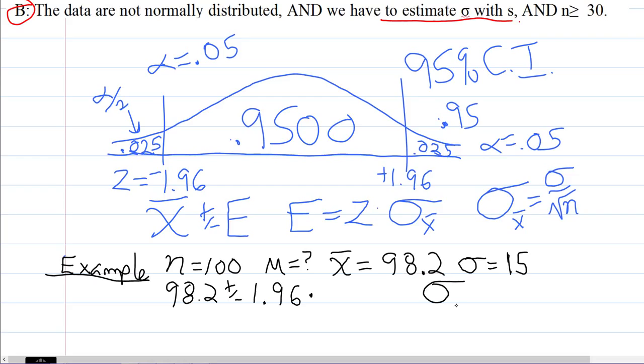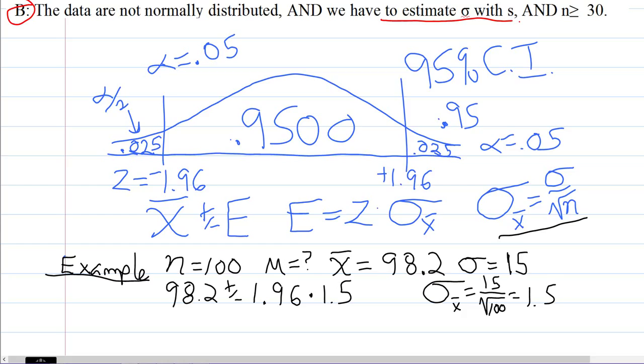Let's do that over here. It's the 15, the population standard deviation, right? So we're using this formula, divided by the square root of n, square root of 100. And so that standard error is going to be 1.5. So we'd say 1.5 here, okay?